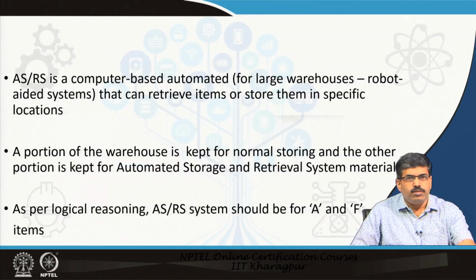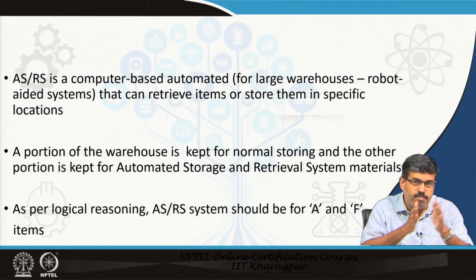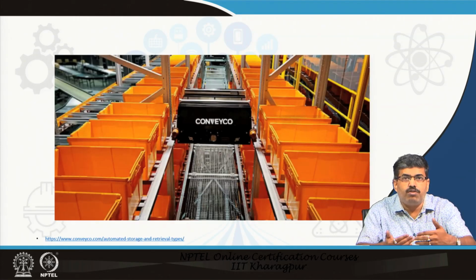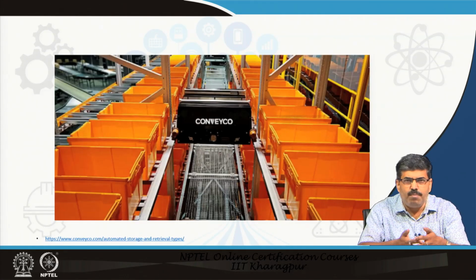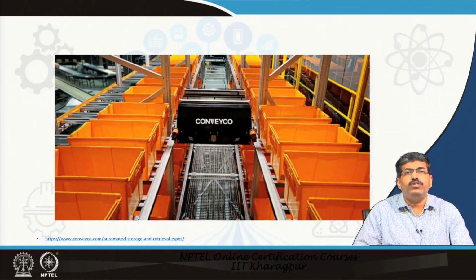Okay. Now, ASRS is a computer based automated system, for large warehouses it may be robot aided also, that can retrieve items or store them in specific locations. You just need to put the barcode and it will take the conveyor belt. You remember the previous diagram, this Conveco, this is just an example of a company, it will come in and stop at that exact location where it is supposed to be stored.